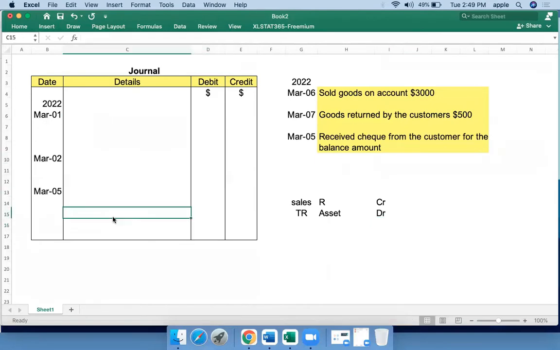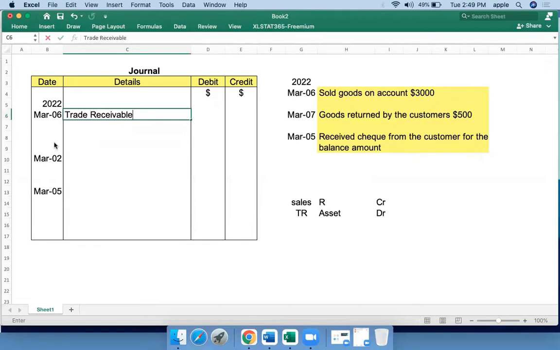So I'm going to first write the date. In the date column, write the year. Date is March 6, right? Yeah. And then I'm going to write the debit first. So it's going to be trade receivable account debit. How much money? 3,000. And in the next line, leave some space. Sales account. How much? 3,000. Okay.